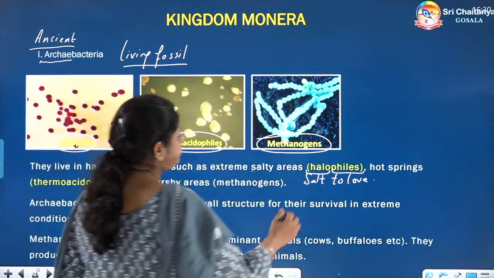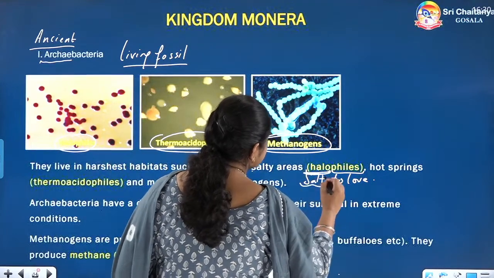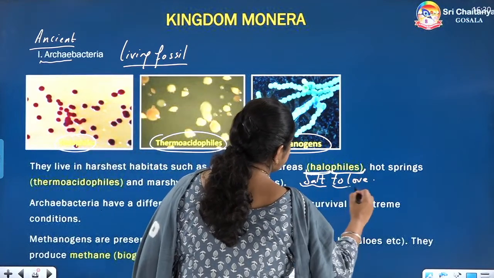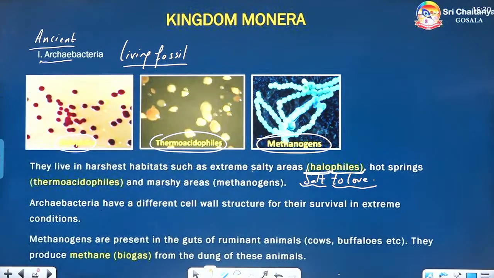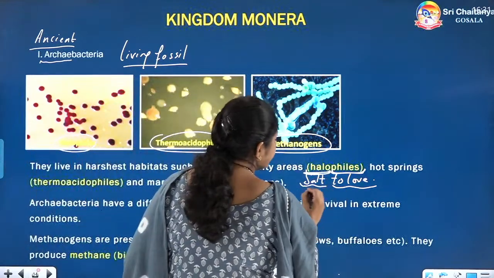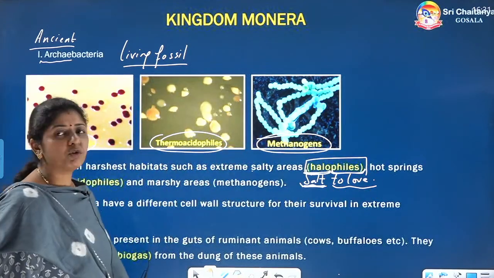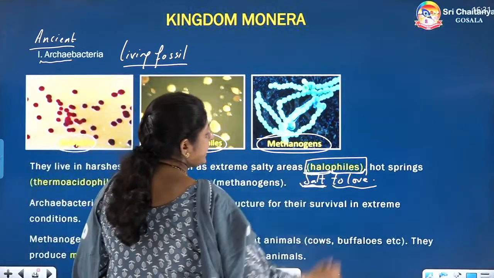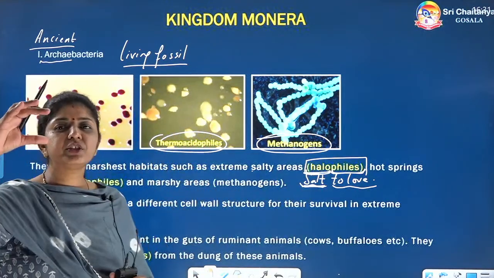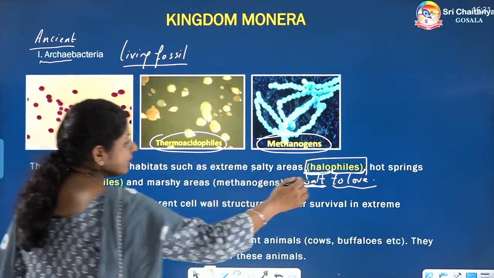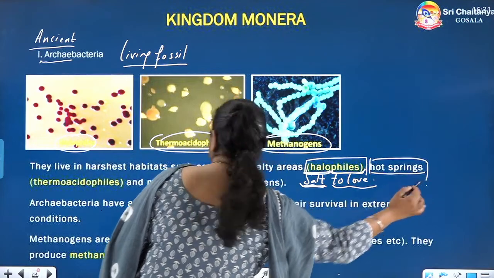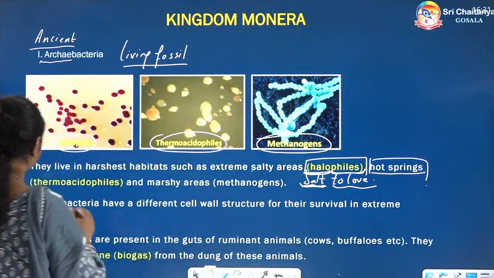Halophiles. Halo means what thing? Salt. Philes means to love, right? Okay, so they love to live in a salty area, that you call it as what thing? Halophiles, right? Sorry for my throat today. Okay, so here is the halophiles which love to live in a salty area, comes under which group? Archaebacteria.